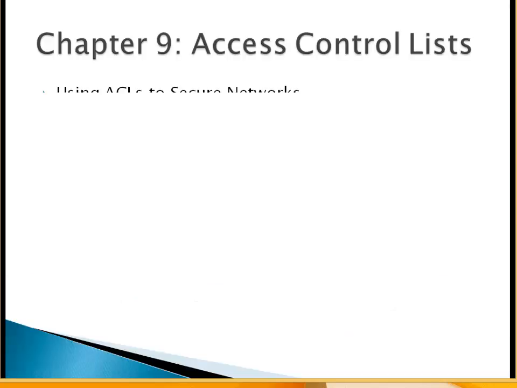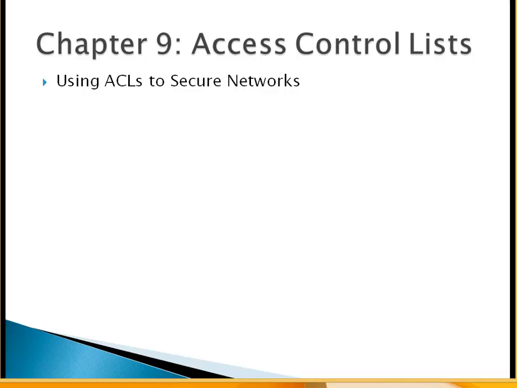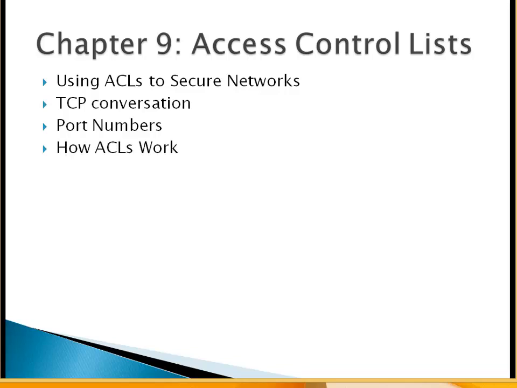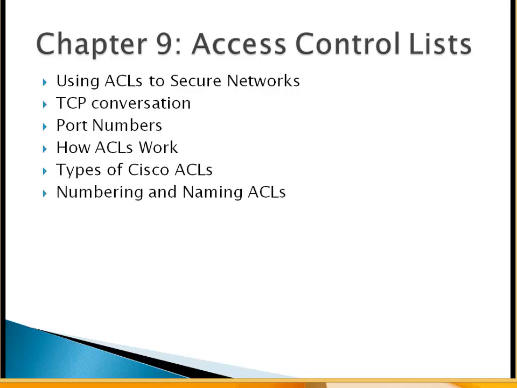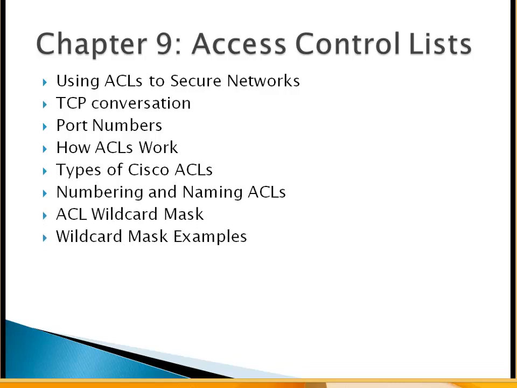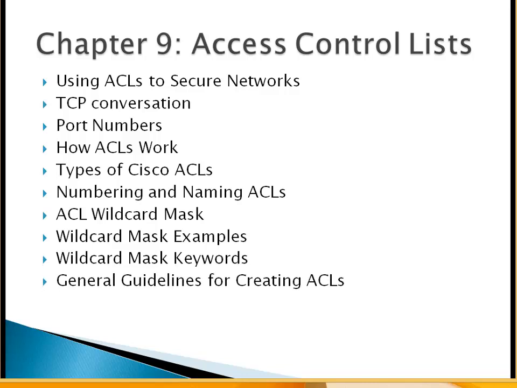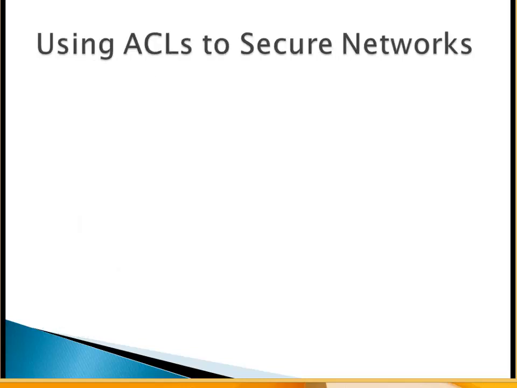Okay, in this chapter we will talk about using access control lists to secure networks, TCP conversations, then we'll move on to port numbers, how access control lists work, types of Cisco ACLs, numbering and naming ACLs, ACL wildcard mask, wildcard mask examples, wildcard mask keywords, and then we talk about general guidelines for creating access control lists and where to place ACLs. Then I'll do a demonstration on a standard access control list.